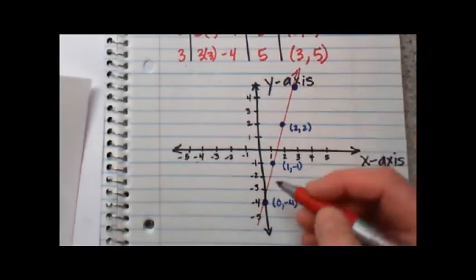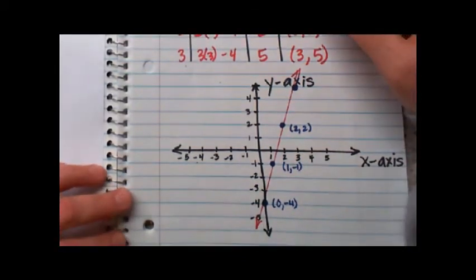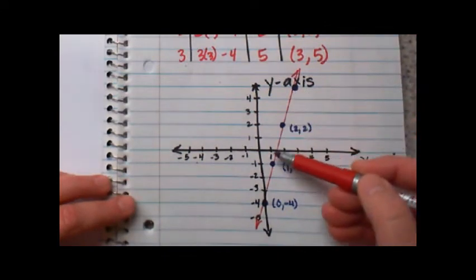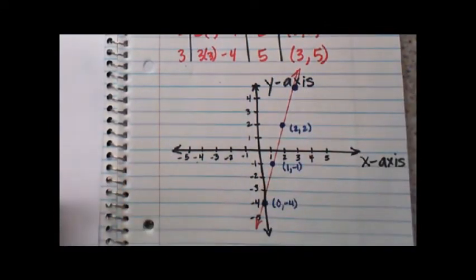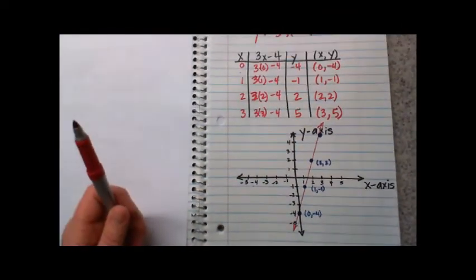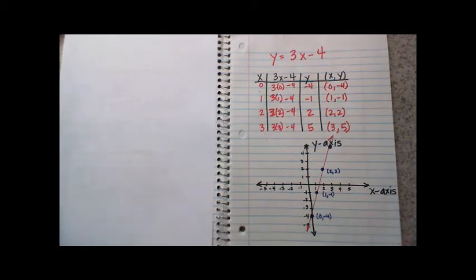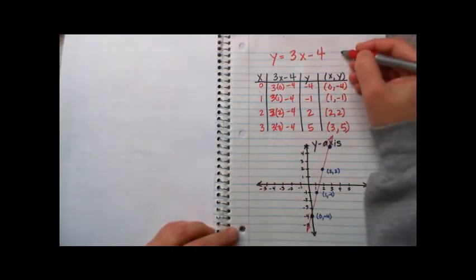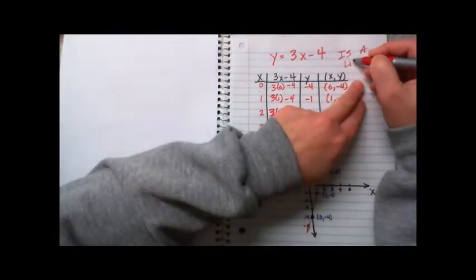So we see that the linear equation y equals 3x minus 4 is shown by this red line. And I'll pan back out. There's our equation, y equals 3x minus 4. We took all of the ordered pairs that we calculated, we plotted them on the graph, and drew a line. So we can say that this equation is a linear equation.